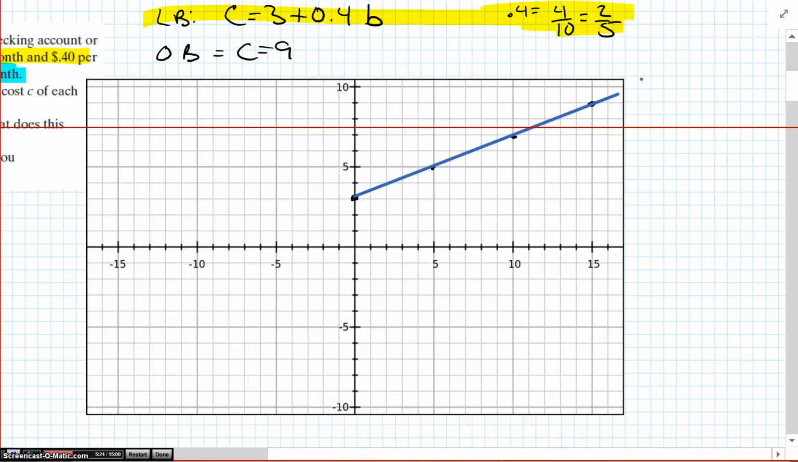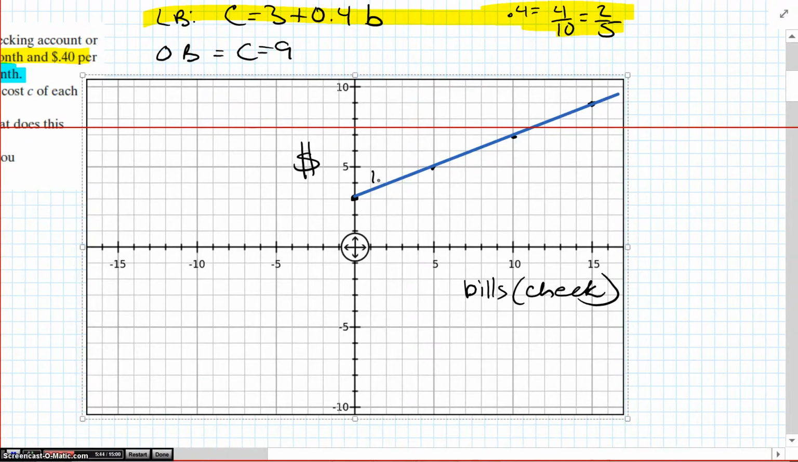So there's our cost for local bank. All right. The y-axis represents the cost. The x-axis represents the bills or checks. And the y-axis represents the cost. Okay, so this is the local bank right here.